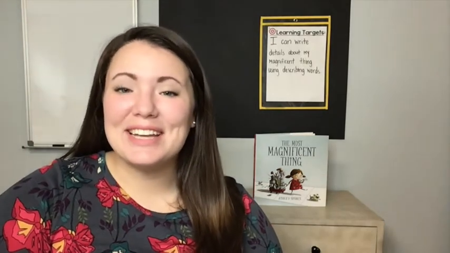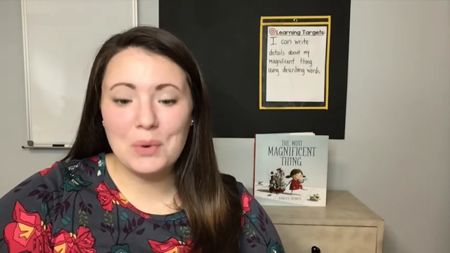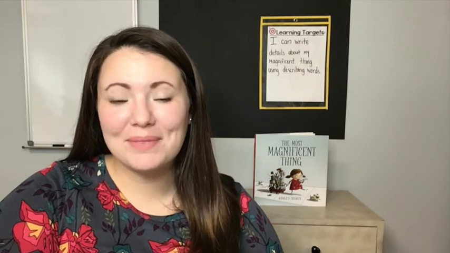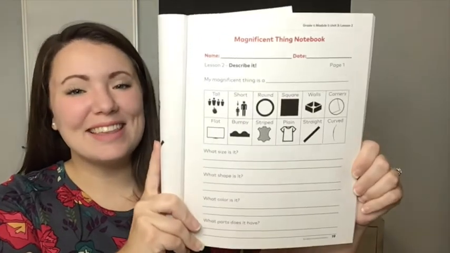But today, during independent work, you will either be adding more descriptive words and details to your sketch or sketches if you have more than one sketch, or your teacher may want you to do page 19 from your EL workbook. On that page, you will be writing out sentences about your magnificent thing. And your page will look like this.